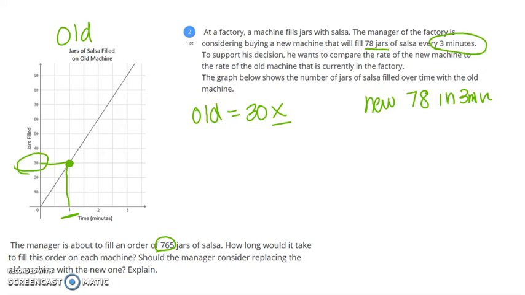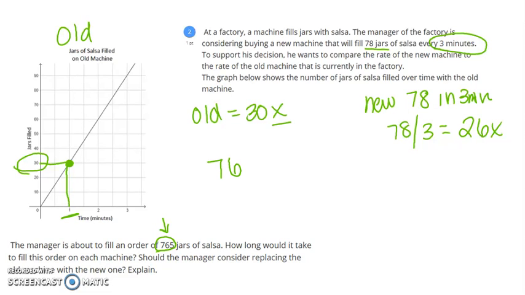So to decide how much it makes in 1 minute, we're going to take 78 and divide it by 3. So when we do that, 78 divided by 3, the new machine actually makes 26 jars of salsa every minute. So if the manager is going to be filling this order, how long would it take to fill the order on each machine? Well, let's figure that out.